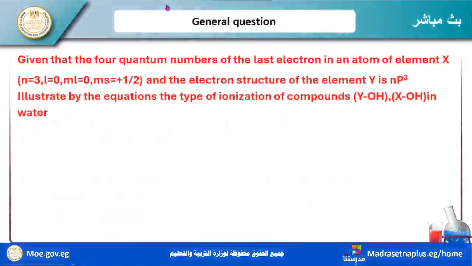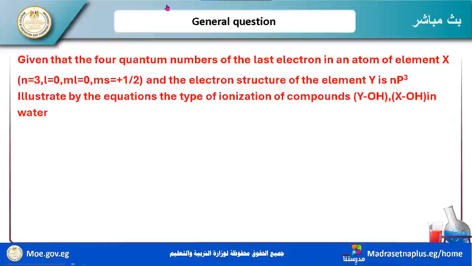Now, given the four quantum numbers of the last electron in an atom of element X, n equal to 3, l equal to 0, ml equal to 0, ms equal to +1/2, and the electron structure of element Y is 3p3, illustrate by equation the type of ionization of compounds YOH, XOH, and water. Okay, you must know which X and which Y to decide which is basic or acid.